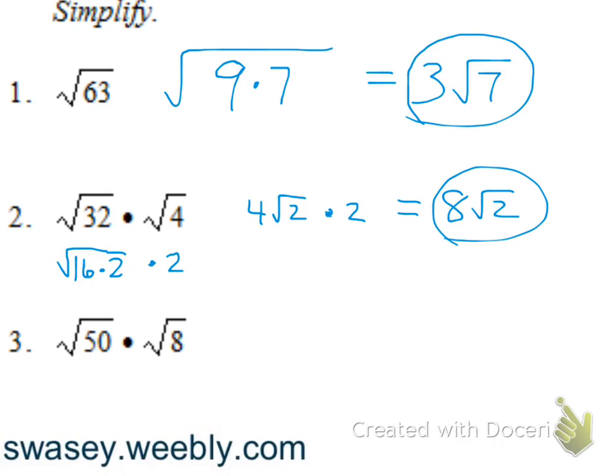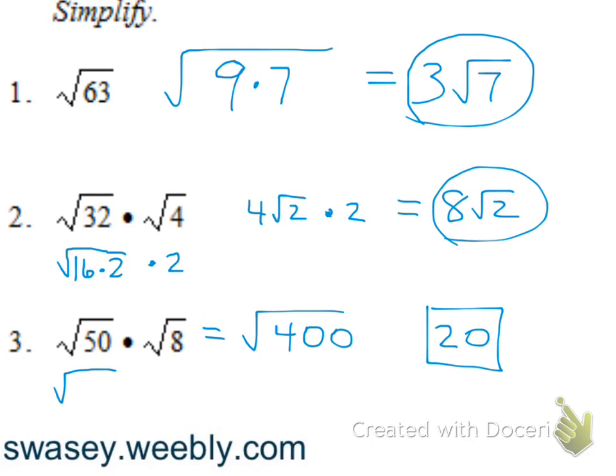Number 3, multiply those together, you get the square root of 400, which is just 20. You could have done it in parts if you saw 50 as square root of 25 times 2, and then that gives you 5 root 2.